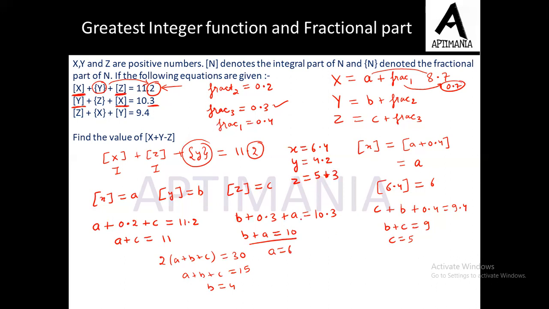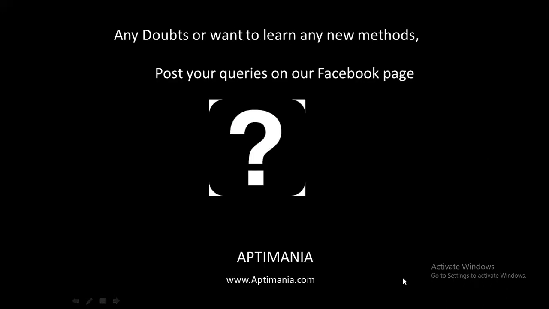Now we need to calculate the value of x plus the greatest integer function of x plus y minus z. So x plus y is 10.6, minus z, which is 5.3, and on solving the greatest integer value of that will give us the answer as 5. So I hope this question is clear to you. Thank you.